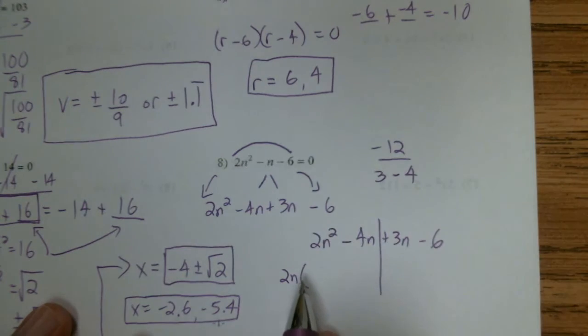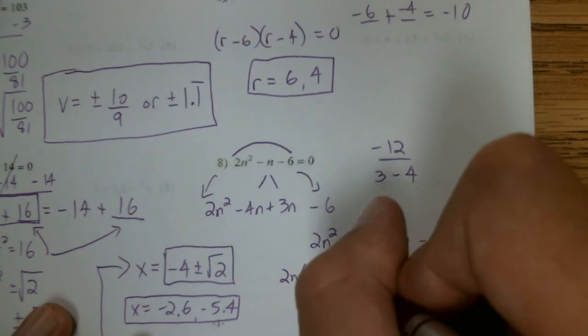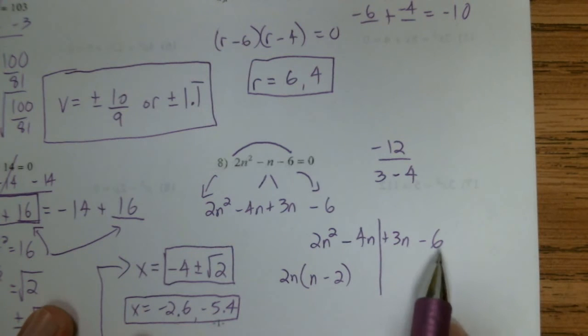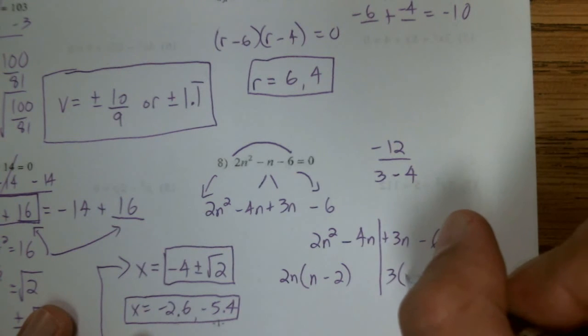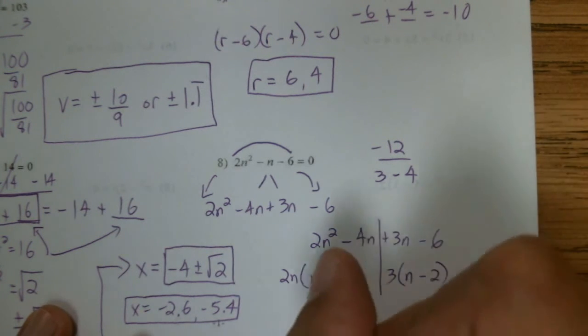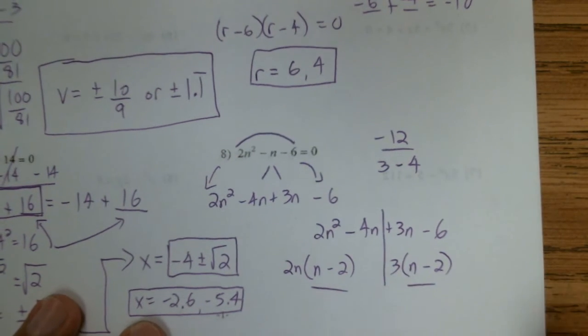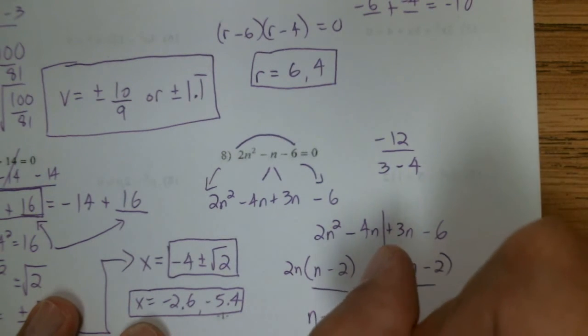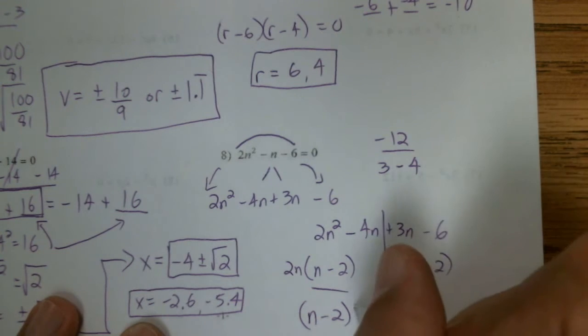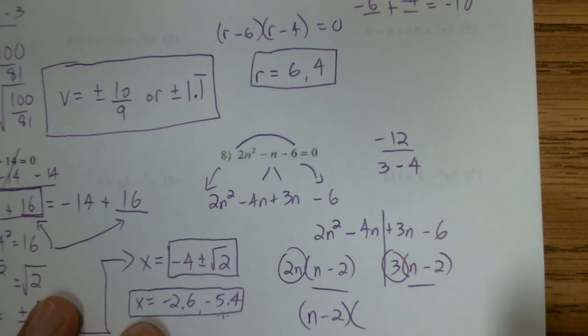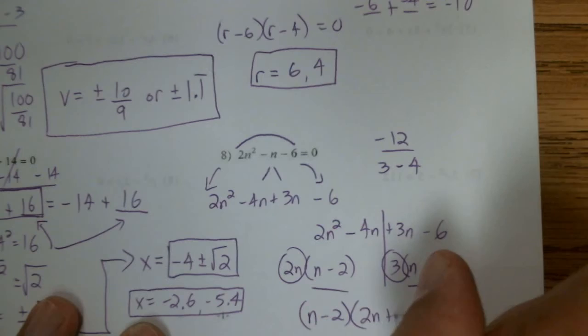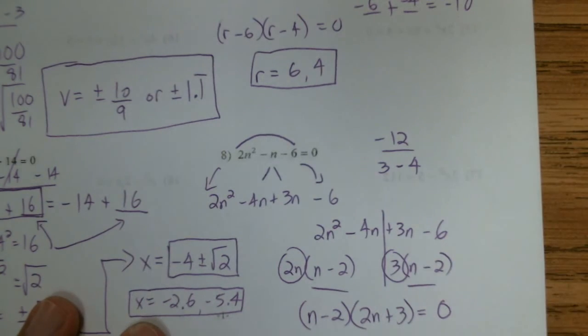Hopefully y'all are good at this by now. That's going to leave me with an n minus 2. Over here, all I can pull out is a 3. Guess what? That will also leave me with an n minus 2. They match. That's good. So it factors. One of my factors is the matching binomial, and the other factor is the stuff left over on the outside, the 2n plus 3. But once again, we got to set this equal to 0.